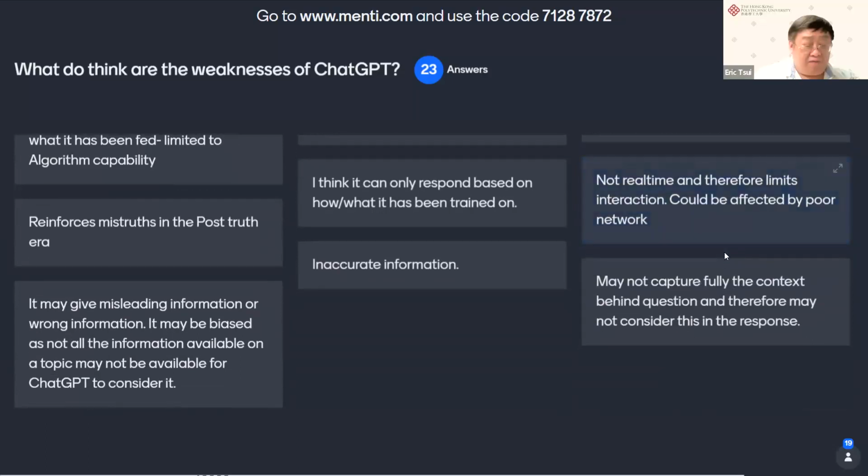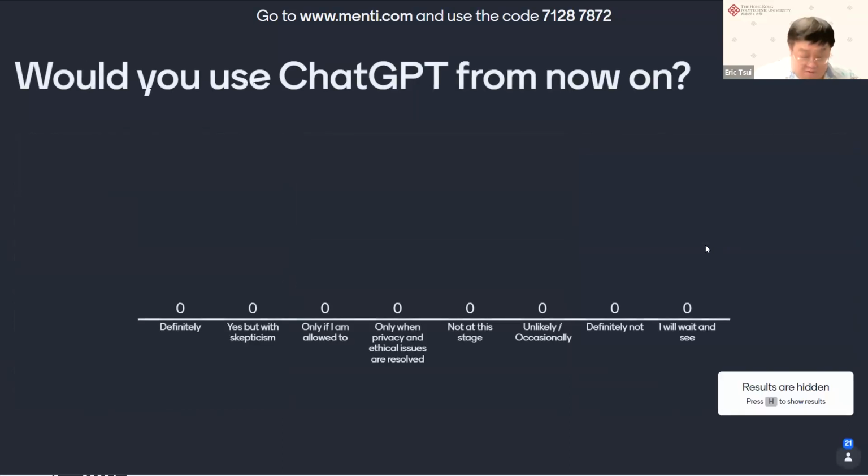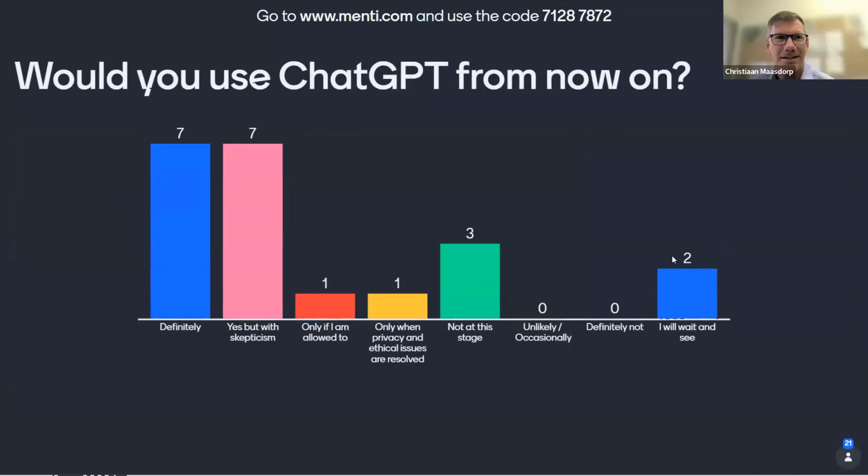Wow, these are very, very valuable input. I will read again and reflect upon them. Thank you, all the students. Thank you for your input. And we look at the final question, eh? Let's see. Okay. Oh, yes. Well, they will use it. They will use it. So we have to coexist with it in our future teaching and learning.